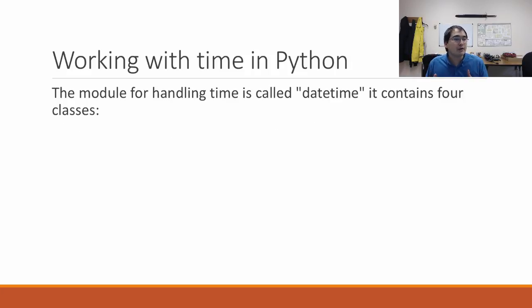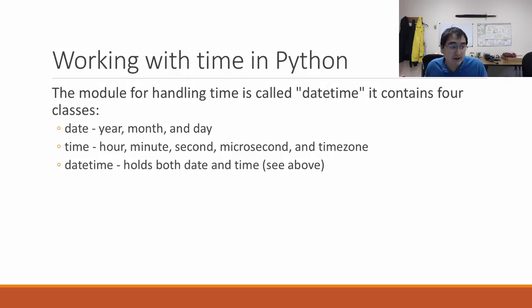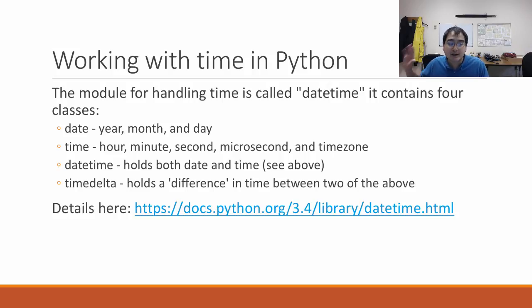So the module that handles time in Python is called datetime, and it contains 4 separate classes. A class called date, which represents year, month, and days. A class called time, which represents hour, minute, second, microsecond, and time zone. A class called datetime, which basically combines the above date and time together to be one package. And there's also a class called timedelta, which holds a difference in time between 2 of the above to represent a duration. Details will be linked here.